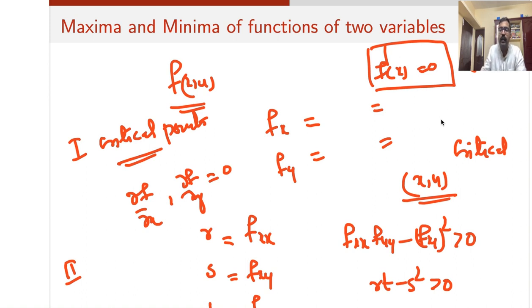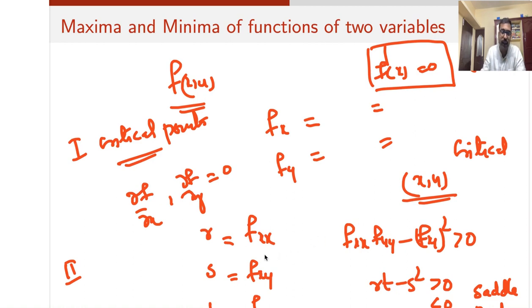Okay, and if rt minus s square is less than 0, it will not be a maxima or minima. It will be called a saddle point, which is similar to our inflection point. I will show you the graph of a saddle point, which is neither a maxima or minima, because in one place it will be increasing, another place it will be decreasing. Okay, it will be just like a horse saddle. I will show you the picture of that. And if rt minus s square is equal to 0, we can't say anything. We cannot say whether it's a maxima or a minima or a saddle point. We'll have to use other methods. Okay, so this is the idea.